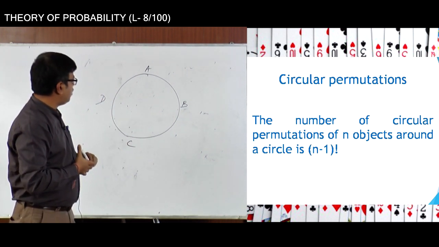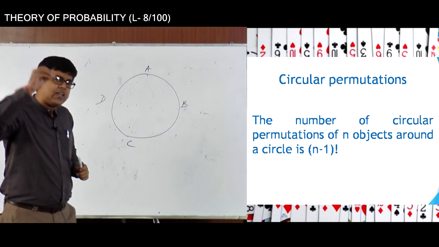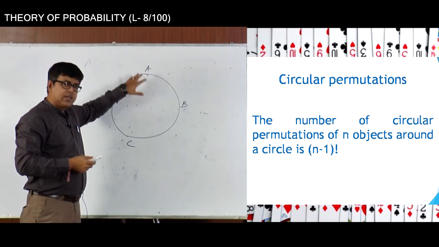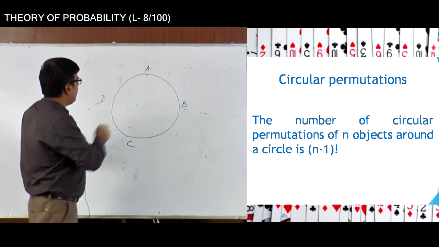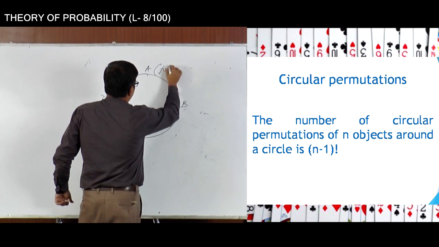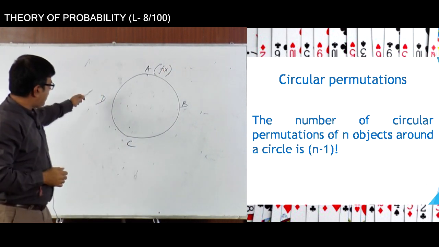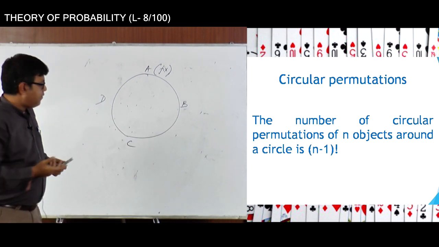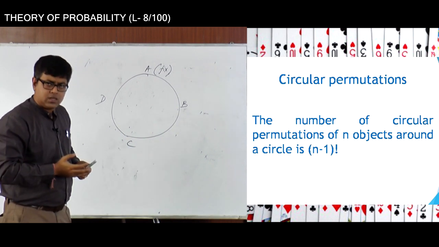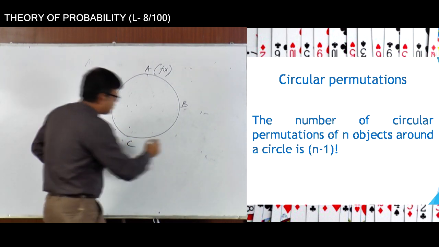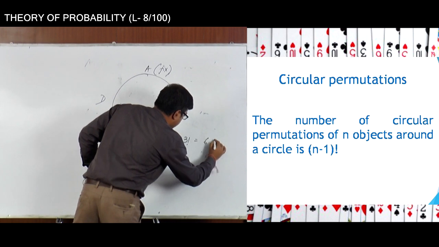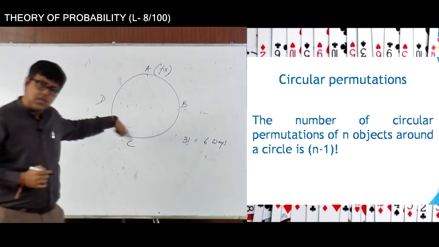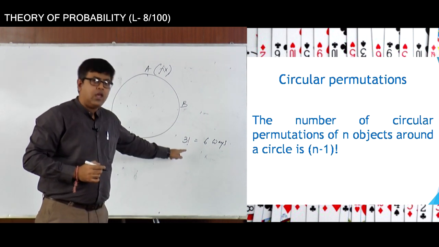The first thing that we should do in this type of arrangement is that we have to fix a particular alphabet. Since it's a circle, we have to fix a particular letter. Let's say we fix the letter A here, and then we can arrange the remaining three letters B, C, D in whatever manner we like. That means there is no restriction on the remaining three letters. In how many ways can we do that? We can certainly do that in 3 factorial ways, that is 6 ways. So the number of ways of arranging these 4 alphabets round a circle will be 3 factorial, which is 6 ways.